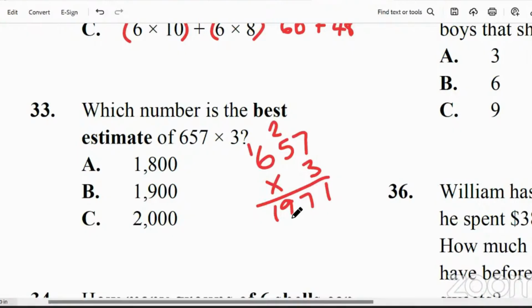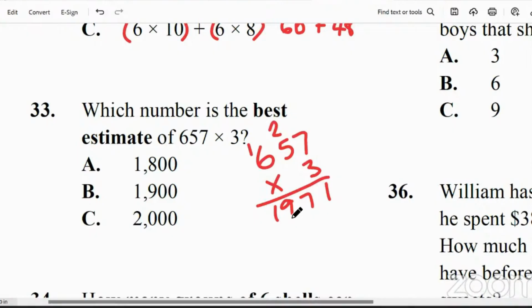So pretty much what they're asking you to do is to round this number off. They didn't tell you to round it off to what. But looking at this number, is it closer to 1,800, 1,900, or 2,000? So the 1,800 would be out. It would be between 1,900 and 2,000.